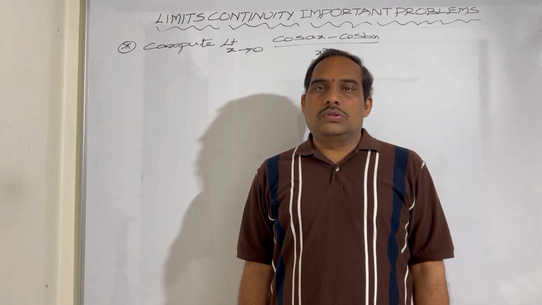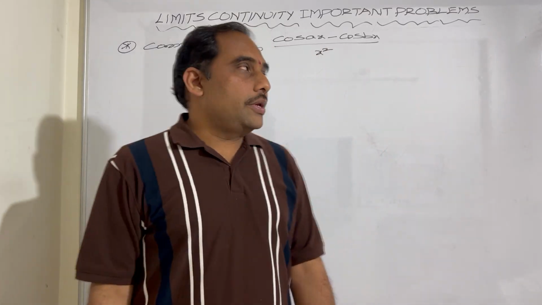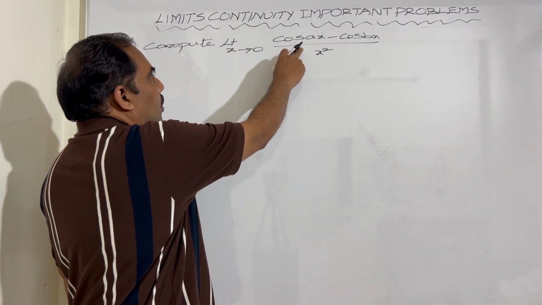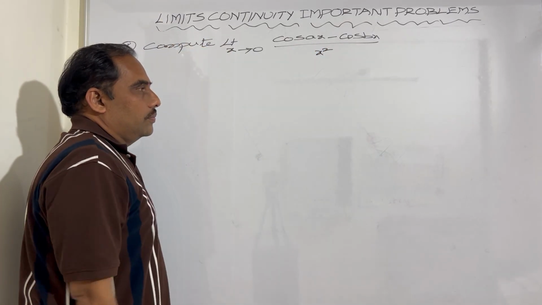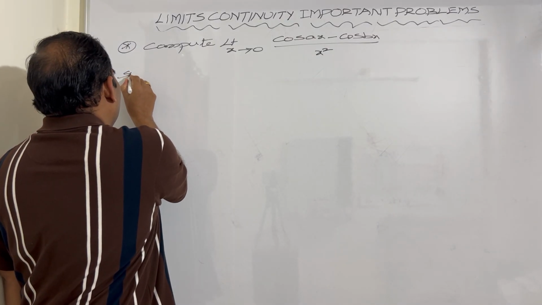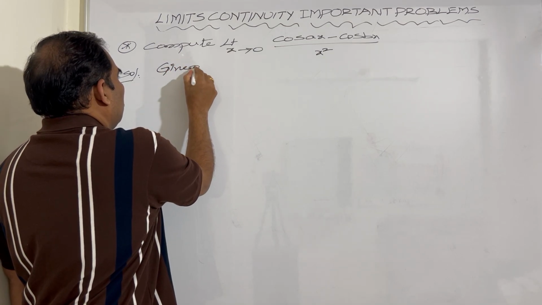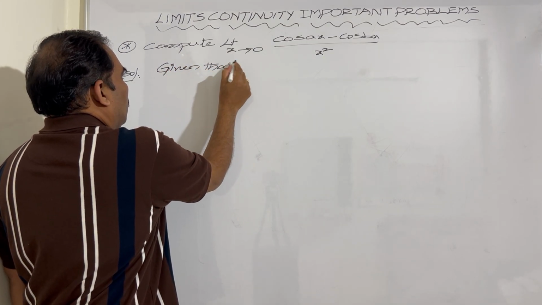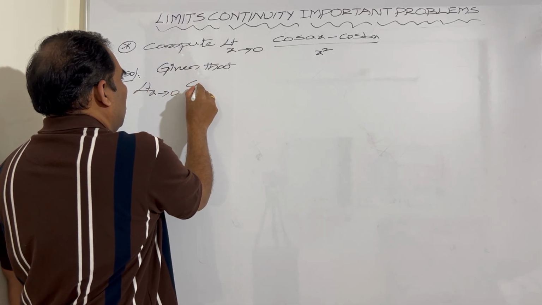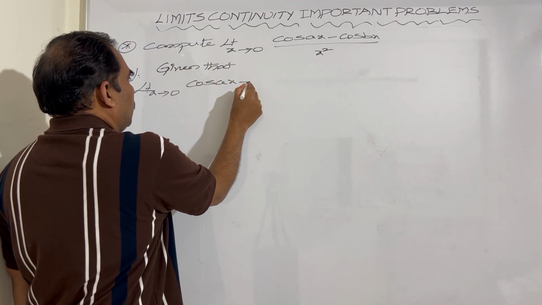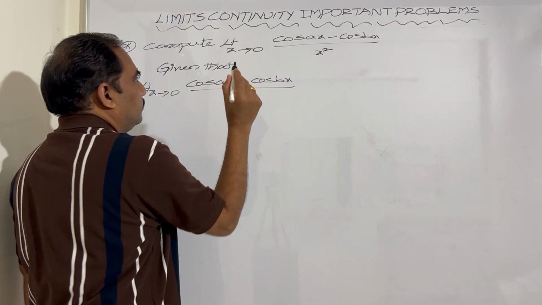In this video we are going to discuss limits and continuity, important problems for intermediate final examinations. So here the question is given: compute the limit as x tends to 0 of (cos ax minus cos bx) divided by x squared. Now in the solution, given the limit as x tends to 0 of (cos ax minus cos bx) divided by x squared.